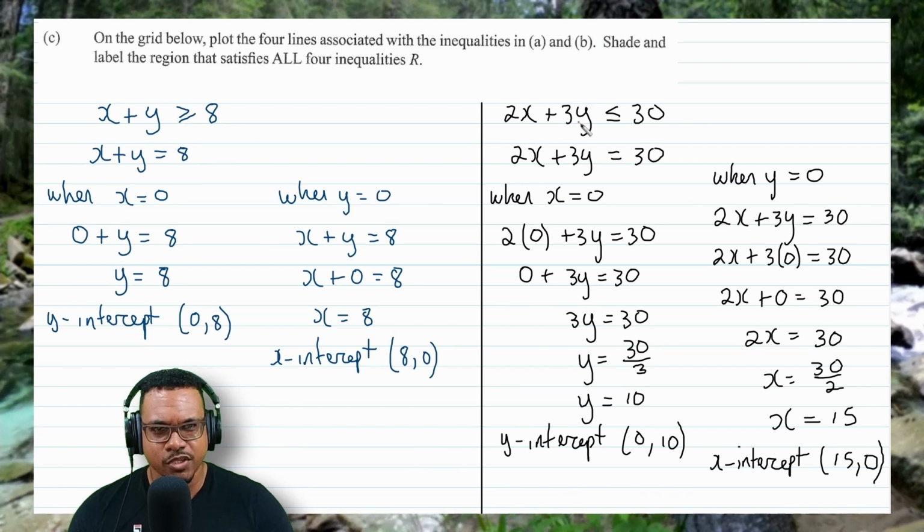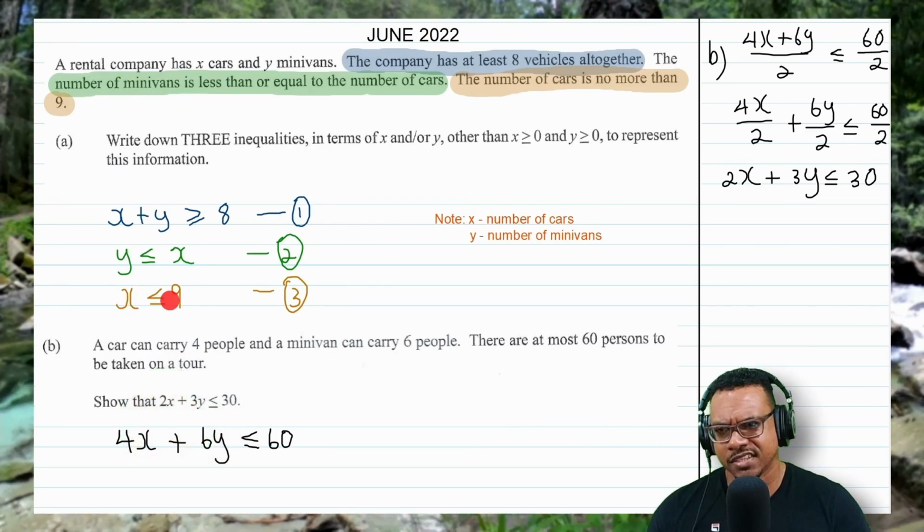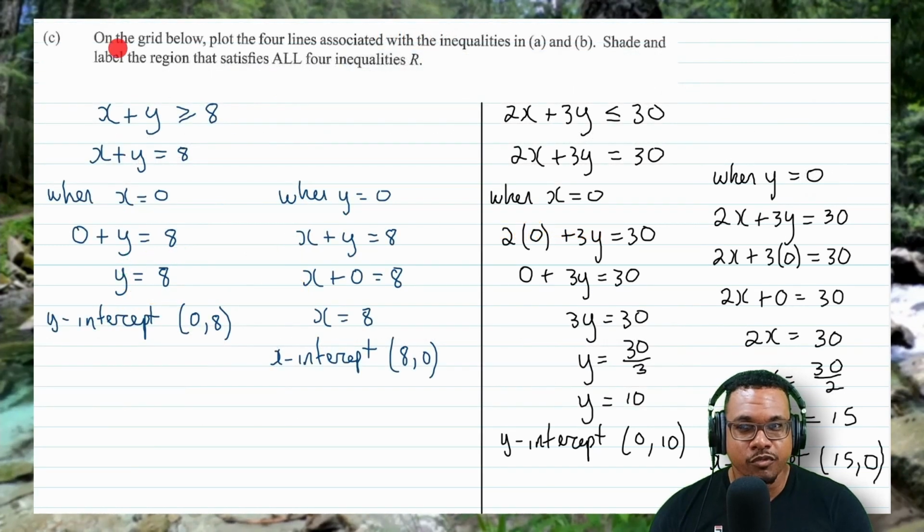So as I said, these are the two inequalities that we had to do some working for to get the y-intercept and x-intercept for both of them, so that we could plot the straight line and therefore draw the inequality on the graph. The other two, this would just be the line x is equal to 9, and this is the line y is equal to x. You don't do any working to plot these lines. You should know how to plot these lines. So now we'll move on to the grid and plot the 4 lines associated with the inequalities, and we'll shade and label the region that satisfies all 4 inequalities and call that region R.